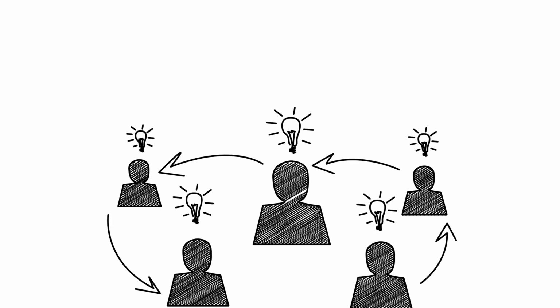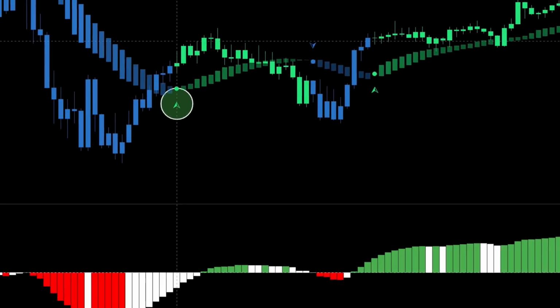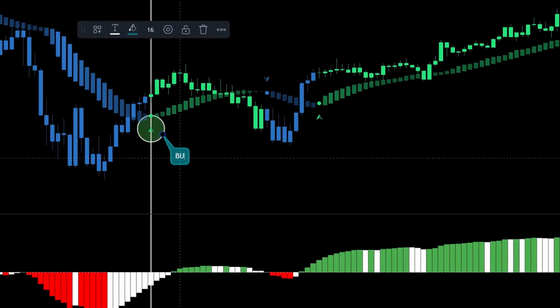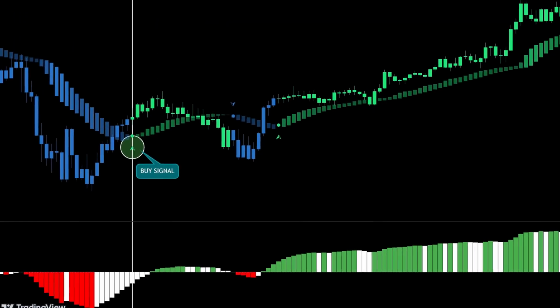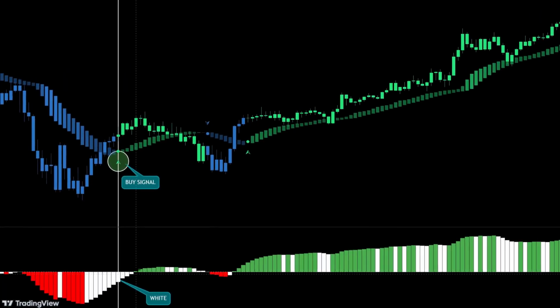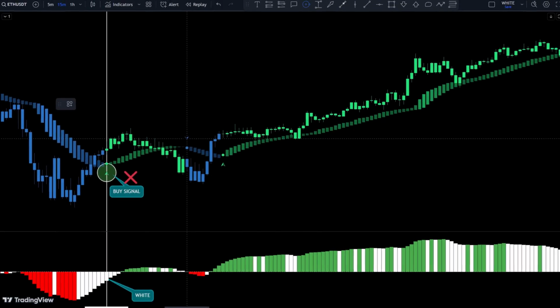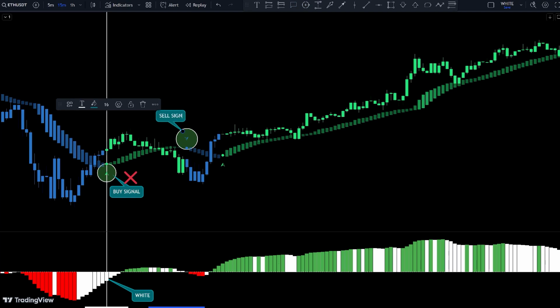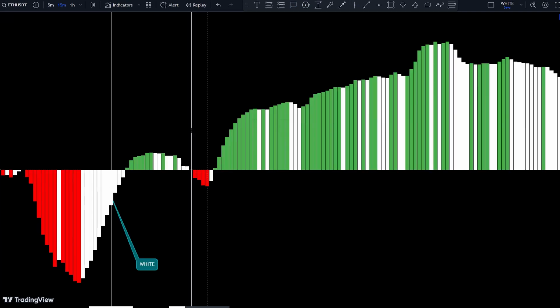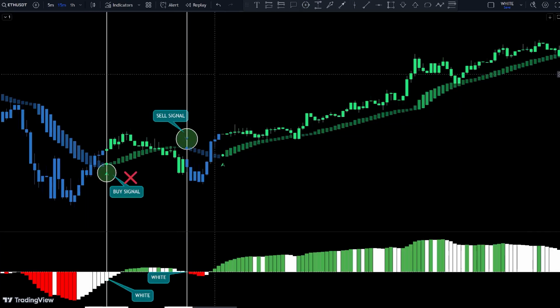To give us an idea of how this works in action, let's look at some examples. Suppose we have a buy signal on the chart, but when we check the MACD, it's white. In this case, we should escape the trade, as the market conditions might not be ideal. The same goes for a sell signal when the MACD is still white. It's better to be safe and wait for a more favorable opportunity.